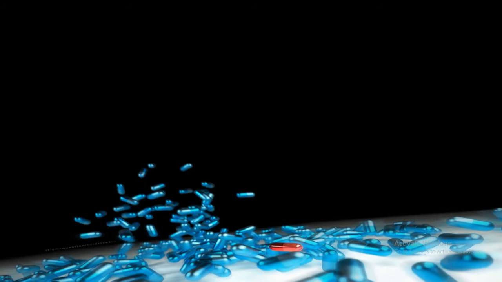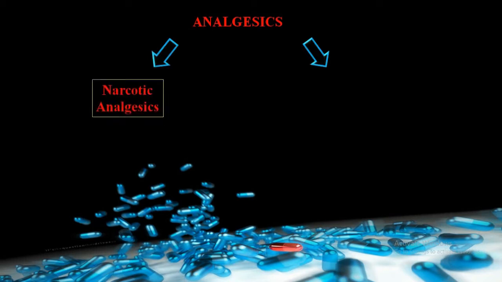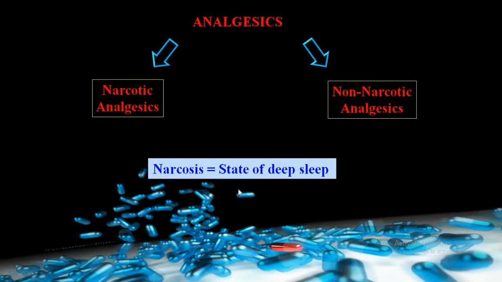Further, students, analgesics are of two types. The first one is narcotic analgesics, whereas the second type is non-narcotic analgesics. Now, the question arises, what is narcosis? Narcosis is a state of deep sleep. Certain analgesics induce a deep sleep and relieve the body pain. Such kinds of analgesics come under narcotic analgesics. But students, certain other analgesics don't cause deep sleep within an individual but relieve the pain. Such kinds of analgesics are called non-narcotic analgesics.